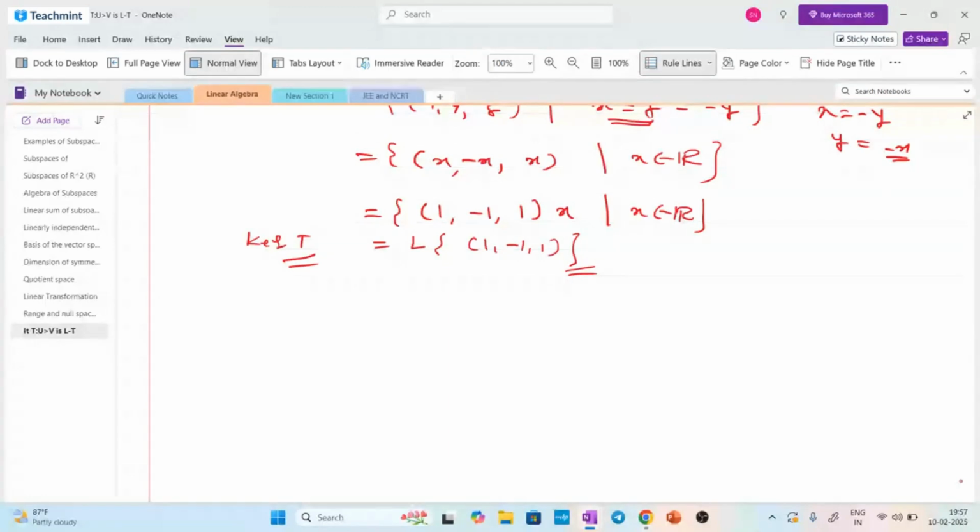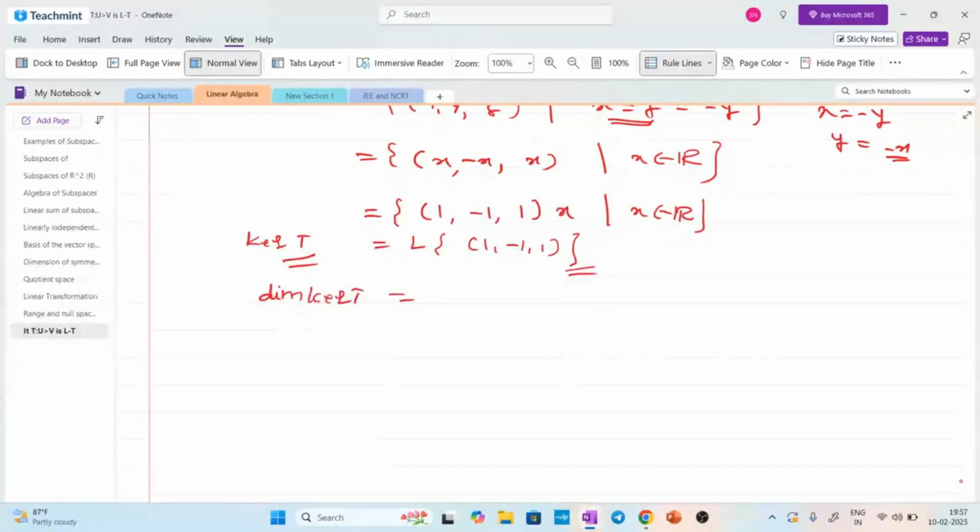By using the definition, you have to find out the dimension of the kernel of T. Dimension means the number of elements in the basis of the kernel of T. So we have to find the number of elements in the basis of the kernel of T. And a basis means a linearly independent and spanning set.